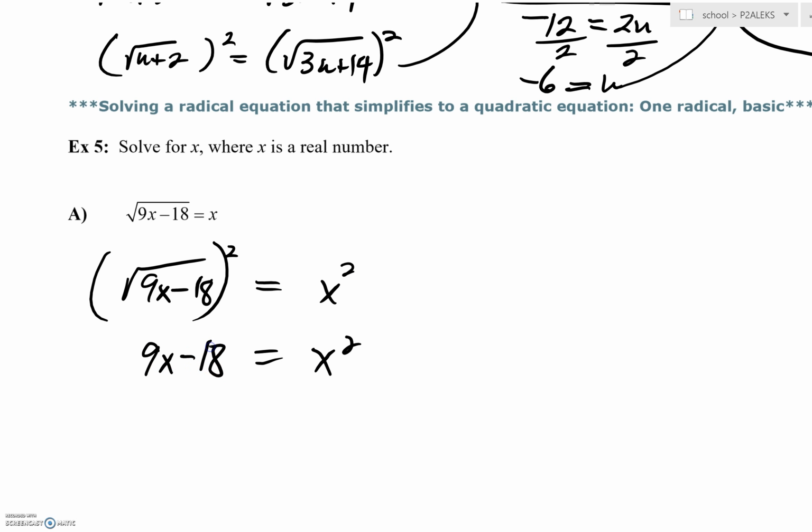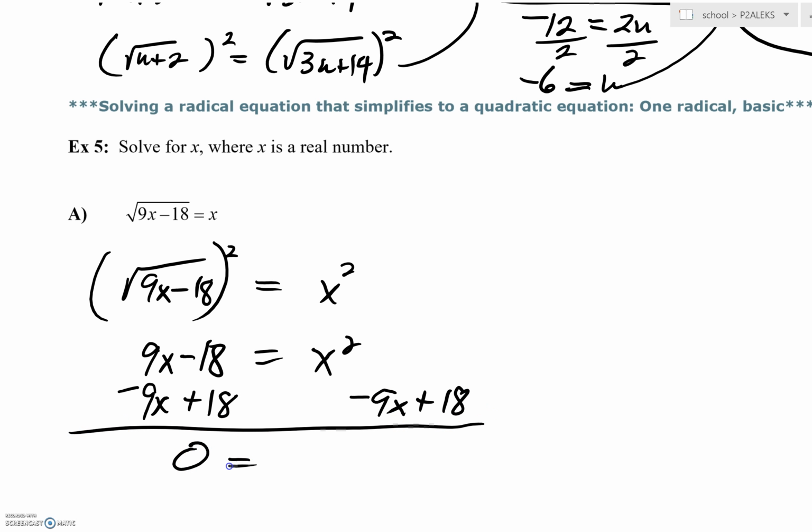Square the left side, you'll have 9x minus 18. And this will be a quadratic. I'm going to bring the 9x over. I'm going to minus a 9x. I'm going to add an 18 over here.